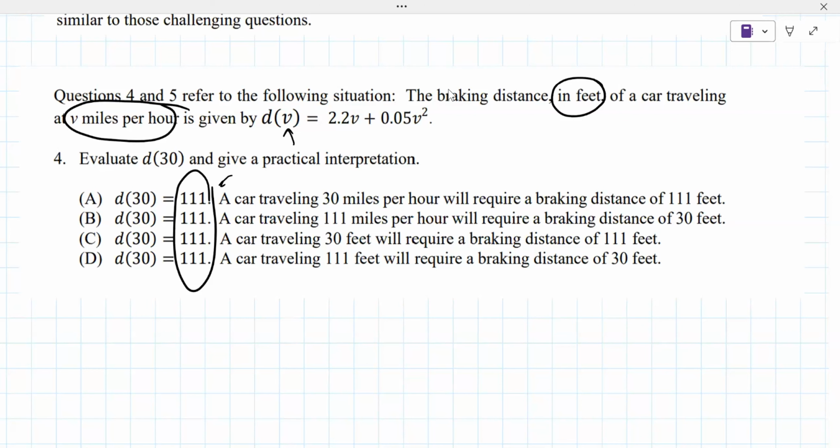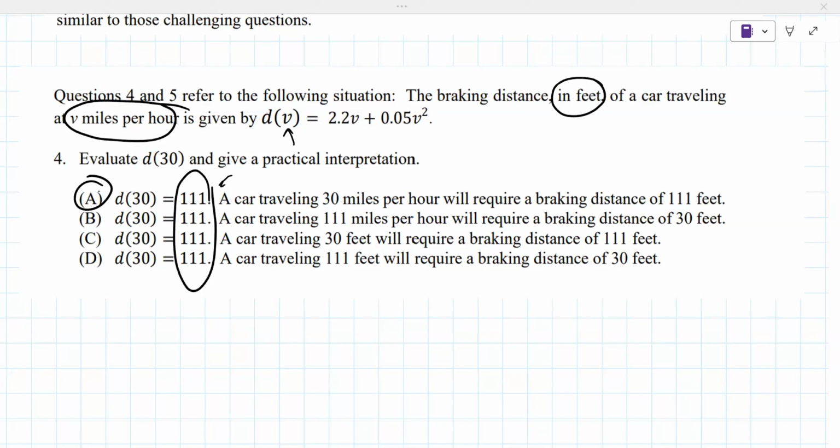The 30 is the miles per hour, and the 111 is the feet. So which of these says 30 miles per hour and 111 feet? Letter A. Now, I believe the end of the PDF has the solutions. I will try to remember to check. Sometimes I don't, but that is correct for that one.